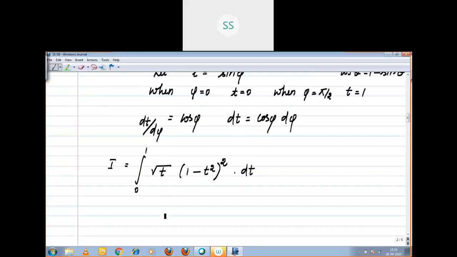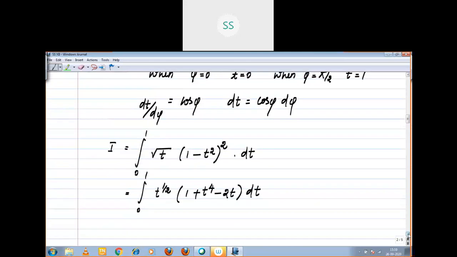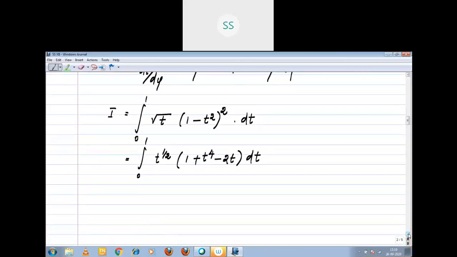Now, you are going to apply the (a minus b) whole square identity. Integral 0 to 1 of t power 1 by 2 into (1 plus t power 4 minus 2t) dt. The next step, I am going to multiply with the t power 1 by 2 everything that exists inside the bracket. After that only I am going to integrate.